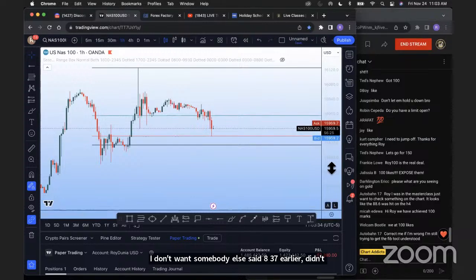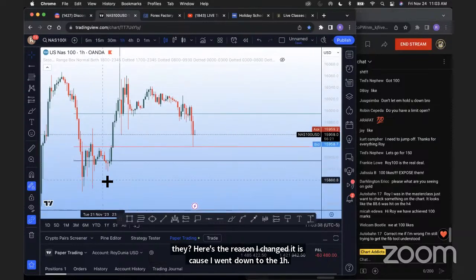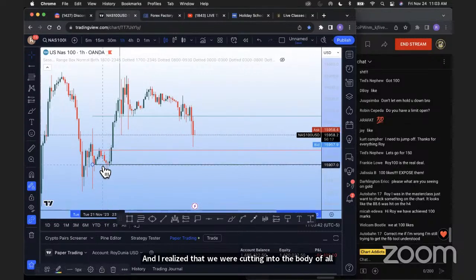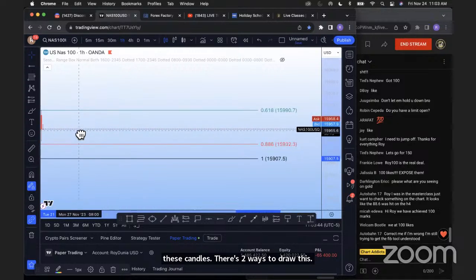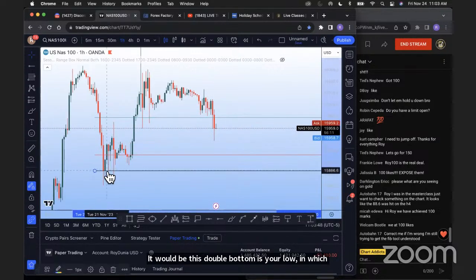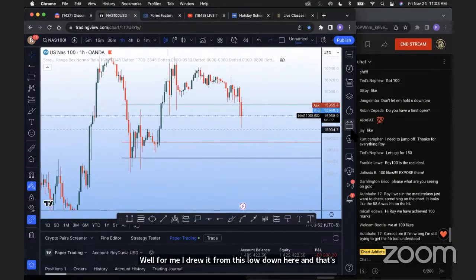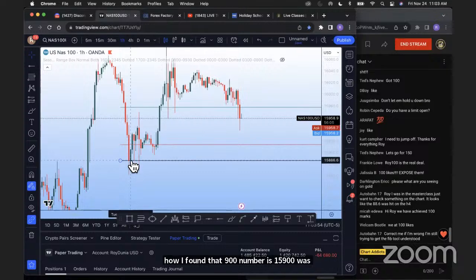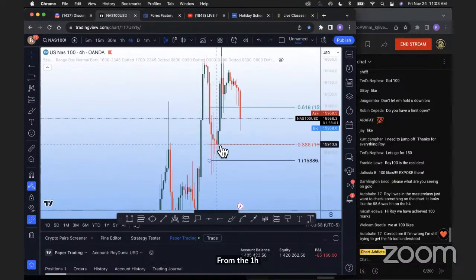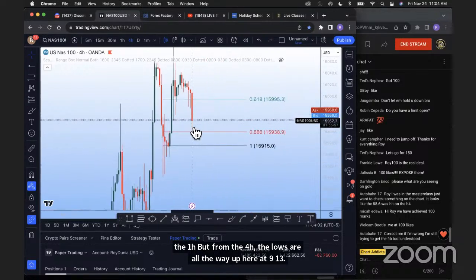Here's the reason I changed it is because I went down to the 1 hour and I realized that we were cutting into the body of all these candles. There's two ways to draw this. It would be this double bottom is your low, in which case we have a little bit more room to go. But for me, I drew it from this low down here. And that's how I found that 900 number. It's 15,900 was right there from the 1 hour lows. But from the 4 hour, the lows are all the way up here at 913. That's a tricky one. It's a tricky one.